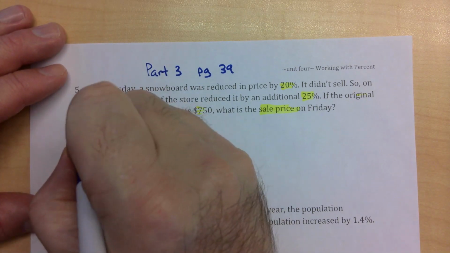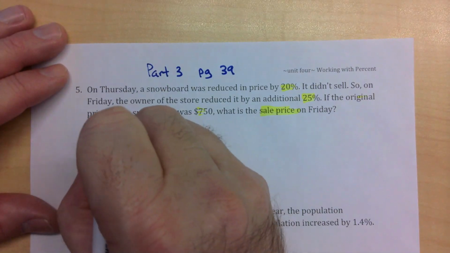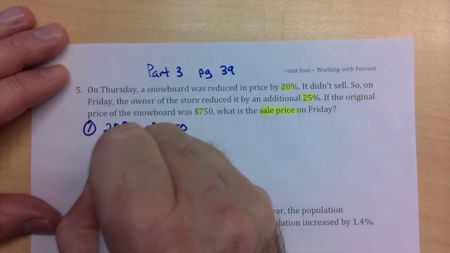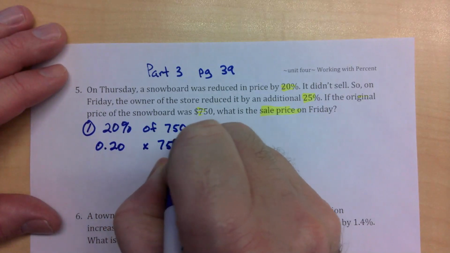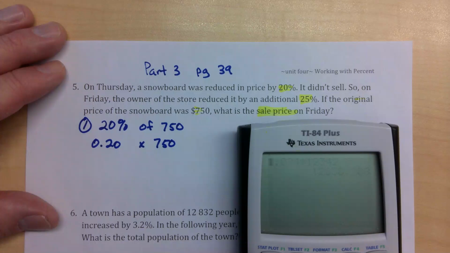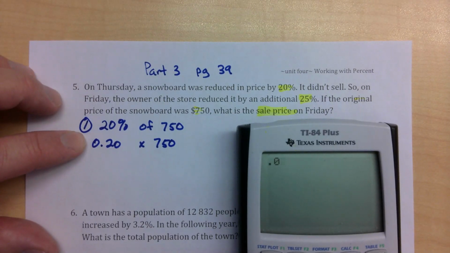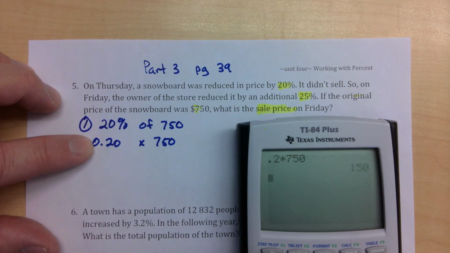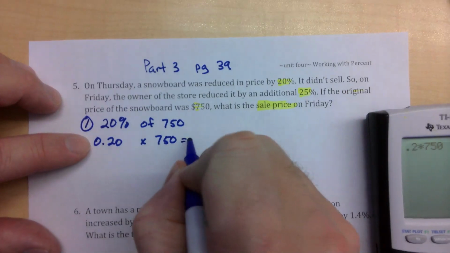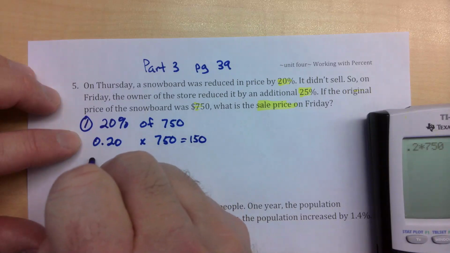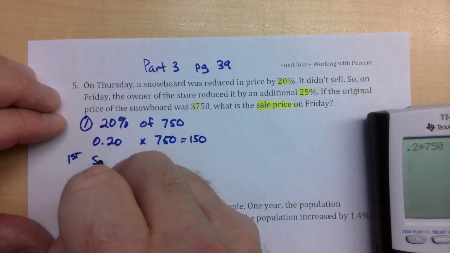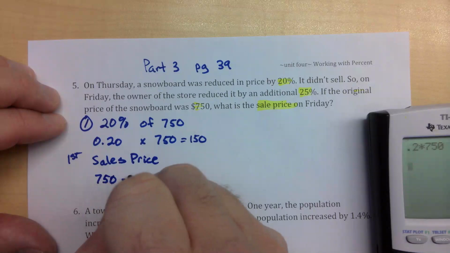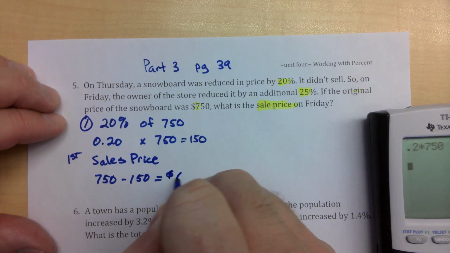Okay? So, step 1. What is 20% of 750? So 0.20 times 750. So I'm going to move a little quicker now because at this point I'm going to make maybe a small assumption here that you are really starting to get this. Okay? So that's equal to 150. So that's the discount. So the first sale price, 750 minus 150, that's equal to $600.